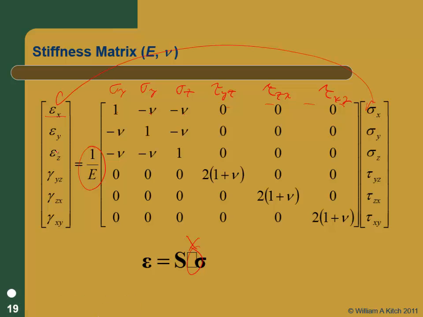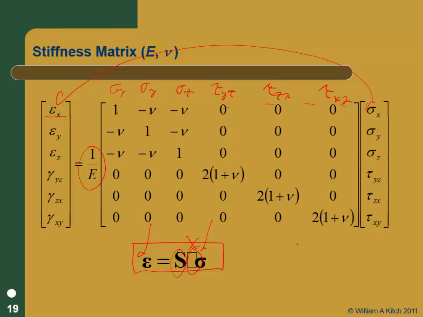We call that the stiffness matrix. So the strains are equal to the stresses times the stiffness matrix, and we're using S for the stiffness matrix. So this is how you formulate your matrix algebra if you're writing a finite element program or something. This is just the way we get from the stress vector to the strain vector through the stiffness matrix.